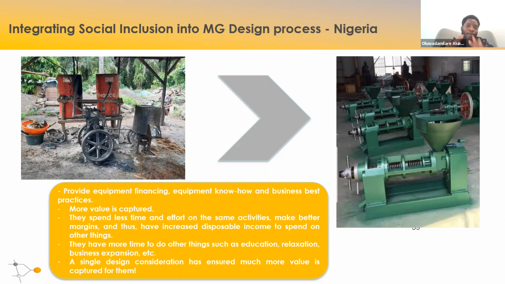Now, you look at all this design consideration and you see that more value is being captured. Now they can fully get into this, avoid emissions, avoid stress. They do not have to commit a whole lot of capital, which they probably don't have, to switch into efficient appliances. And now they spend less time and effort on the same activities. As a result, they make better margins. They have increased disposable income to spend on the business for expansion and even other things, education, relaxation, and just this single design consideration has changed their lives and captured more value for them than it would have if you had not introduced it.